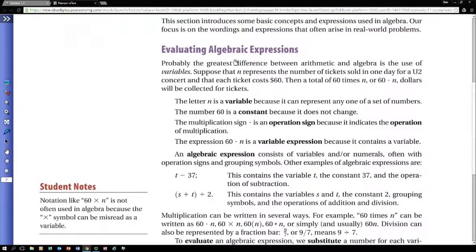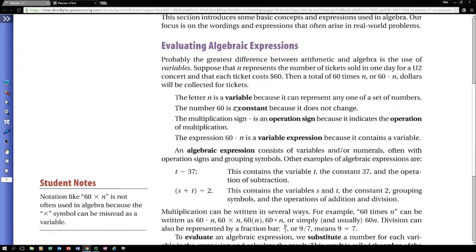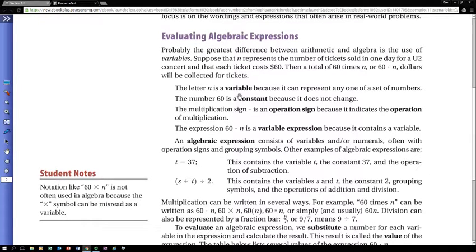Evaluating an algebraic expression. First they're going to define some words like variable. We usually use letters of the alphabet for this, and like they say, the letter n is a variable. It's really a position holder, or a box or a slot, where we could have a varying number or a varying value that could go in there, thus the word variable.